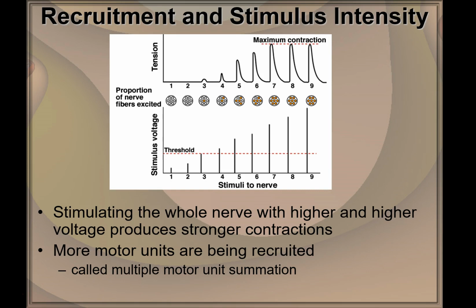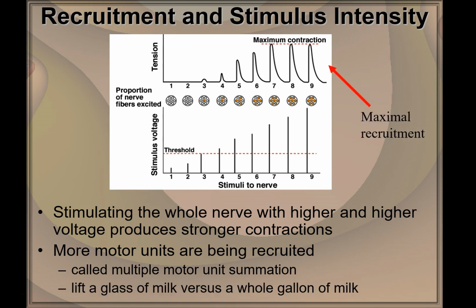Okay, so this is called multiple motor unit summation. And the brain, in a way, works just like this by recruiting multiple motor units to do something that requires more strength, like lifting a gallon of milk versus a glass of milk. So this is one of the ways the brain controls the force of muscle contraction, by recruiting more or fewer motor units as it deems necessary.